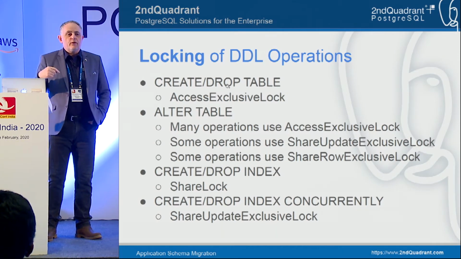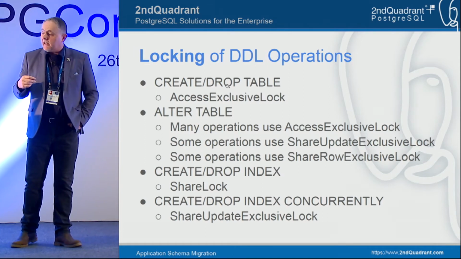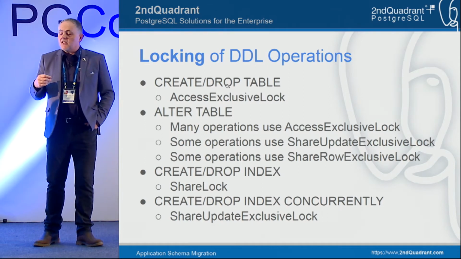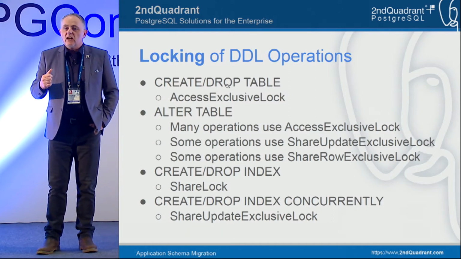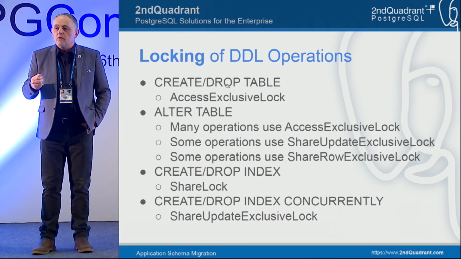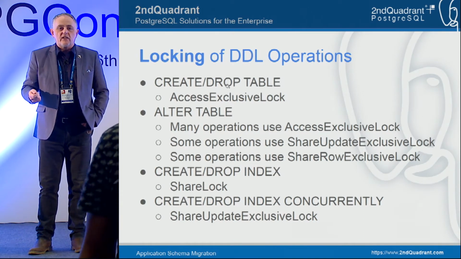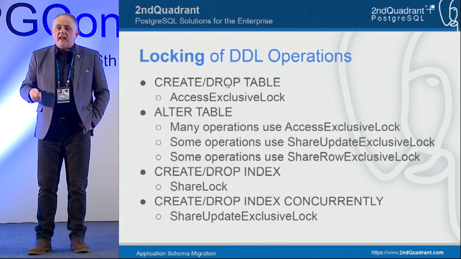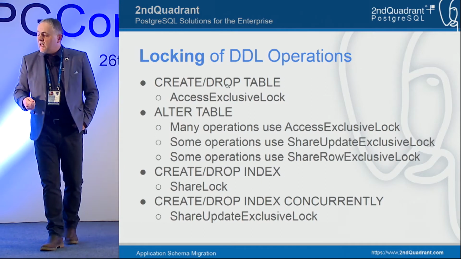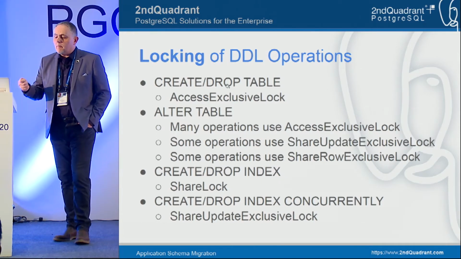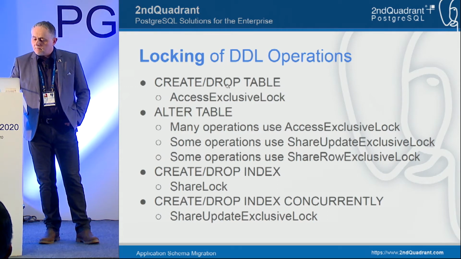So there's a difference between create index and create index concurrently. Create index takes what's called a share lock on a table, and that prevents you from doing any write operations against the table. Obviously very restrictive on a production system, and so that's why we invented create index concurrently, and now there's drop index concurrently and re-index concurrently.